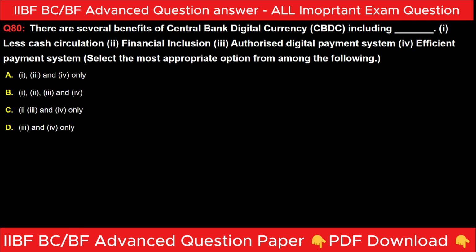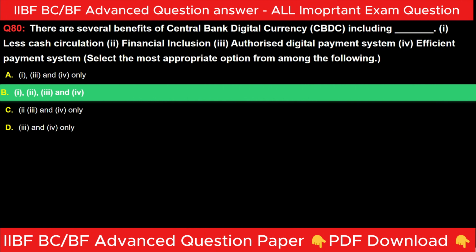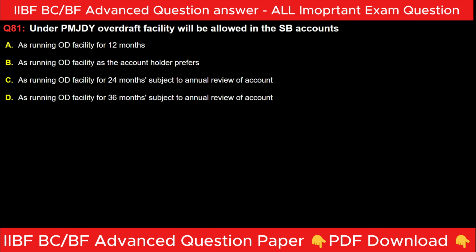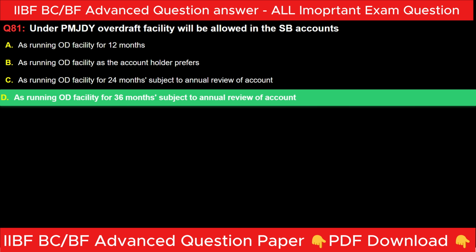There are several benefits of central bank digital currency CBDC, including 1. Less cash circulation. 2. Financial inclusion. 3. Authorized digital payment system. 4. Efficient payment system. Select the most appropriate option from among the following. 1, 2, 3, and 4. Under PMJDY overdraft facility will be allowed in the SB accounts as running OD facility for 36 months subject to annual review of account.